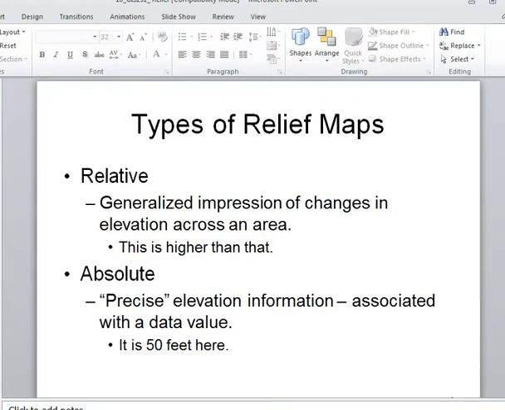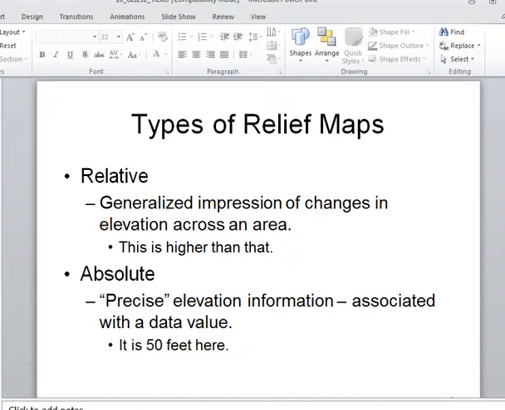When I talk about relief or elevation, there are these two concepts. One is relative and the other is absolute. And the absolute elevation gives me a number. It gives me something I can add, subtract, multiply, compare to something else.